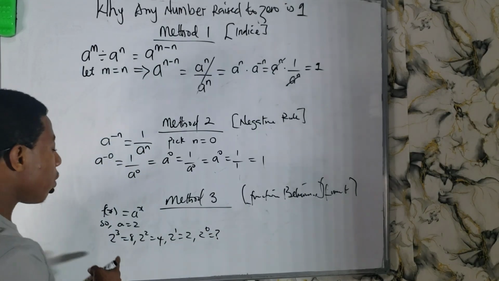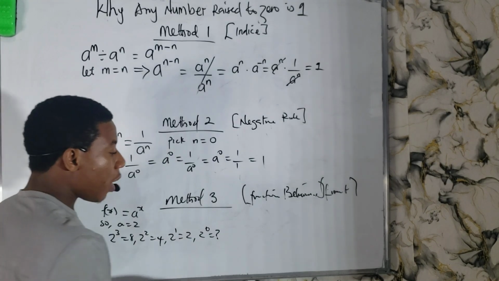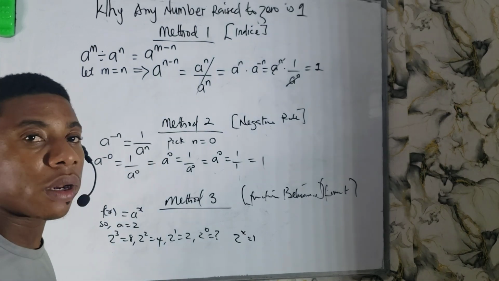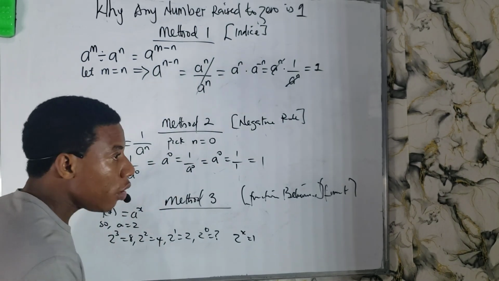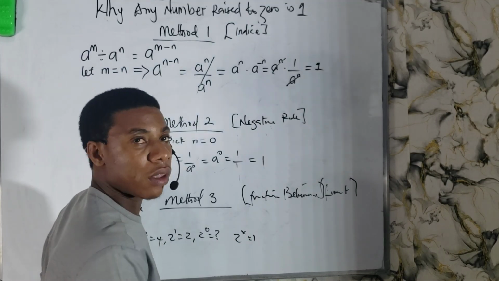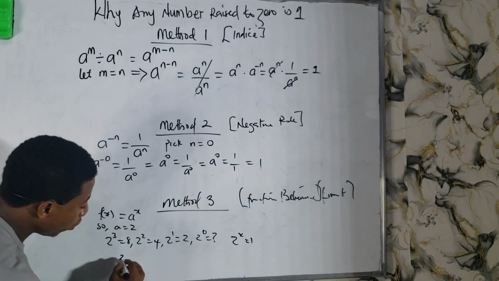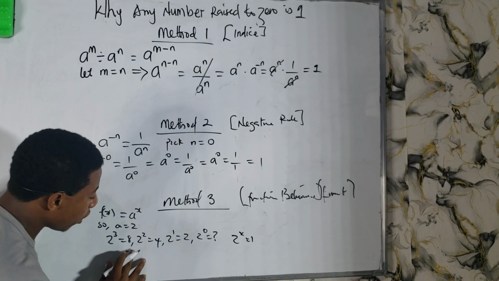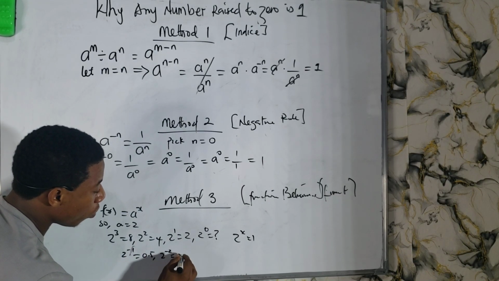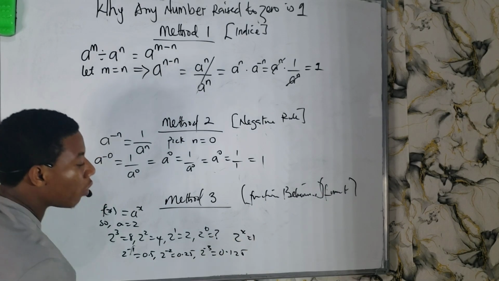Note that as the value of x decreases to 0, the value of 2 raised to power x gets closer to 1. Please take note. Let me start with 2 raised to power negative 1, which is 0.5. And 2 raised to power negative 2 is 0.25. And 2 raised to power negative 3 is 0.125.